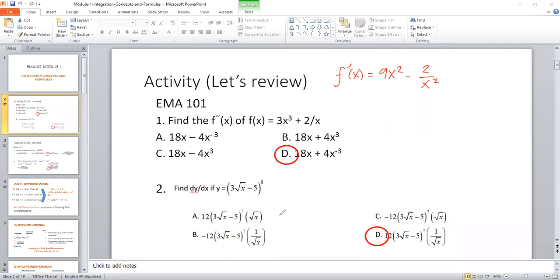So the second derivative will be the one that is encircled already there. You take the derivative of the first derivative, that would be the second derivative. So you have 18x. Now this is x raised to negative 2, so that would make this positive. Positive, 2 times 2, so that would be 4. And this would be negative 2 minus 1, so that would be x raised to negative 3. Now we go to number 2.